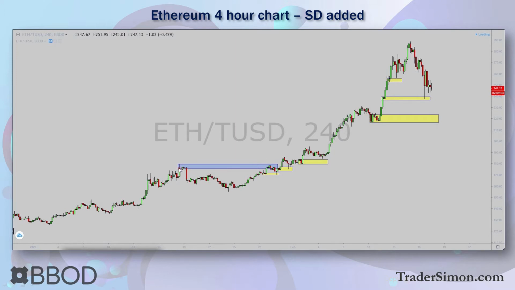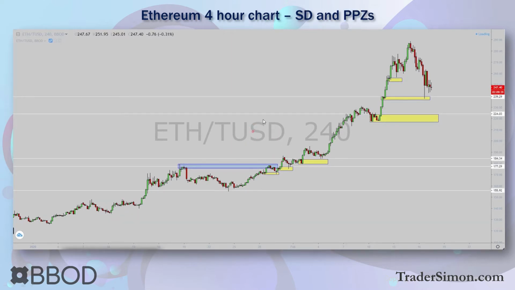Okay, so here, this is what I call an engulfed zone, and basically this zone has failed, and that will give us a heads up. We'll talk about that in a second. Now, another thing here is the more confluence a supply or demand zone has, the better. So can everyone see the white lines on here? Let's see why I place these lines where I did. So you'll notice that these demand zones are in confluence with these white lines.